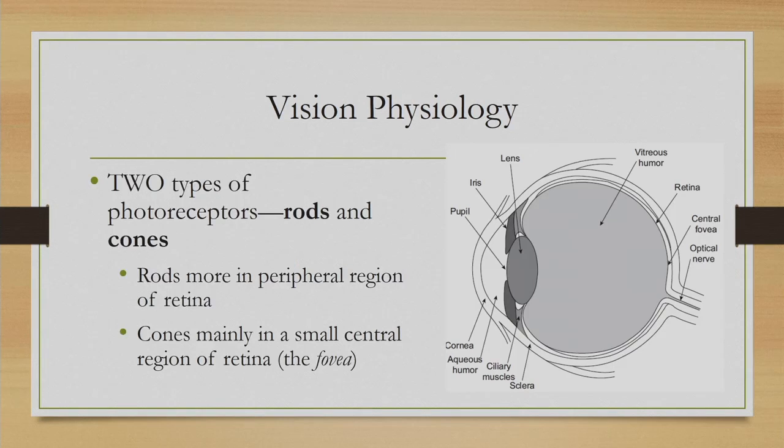Now, there are two types of photoreceptors, rods and cones. Rods are more in the peripheral region of the retina, this region, whereas cones are mainly in a small central region of the retina called the fovea, this component. So, we have two types of photoreceptors, rods and cones, in the retina, which receive the light and help create the image.